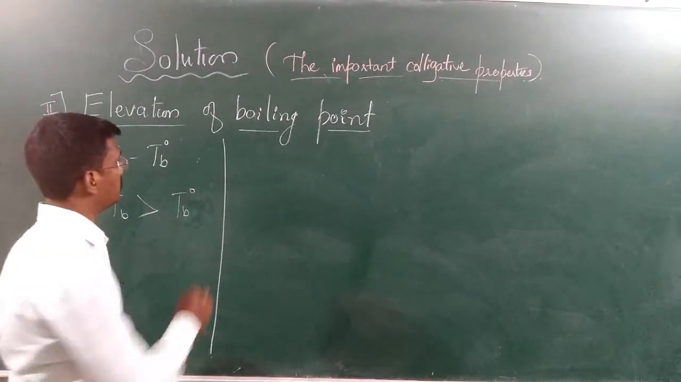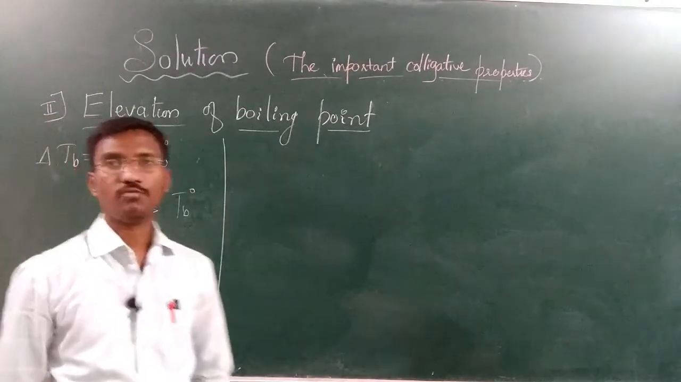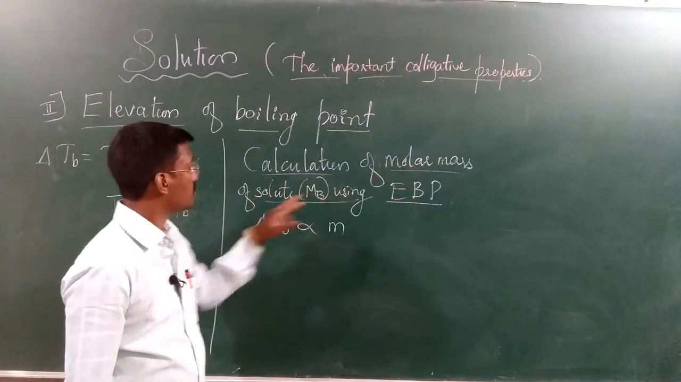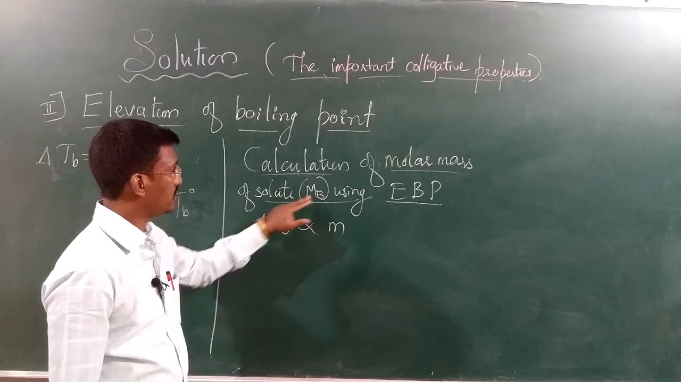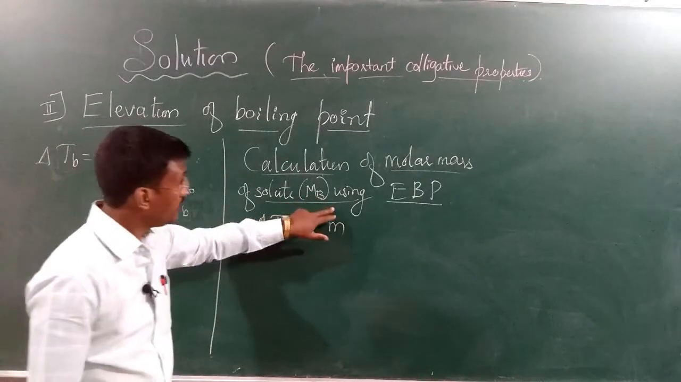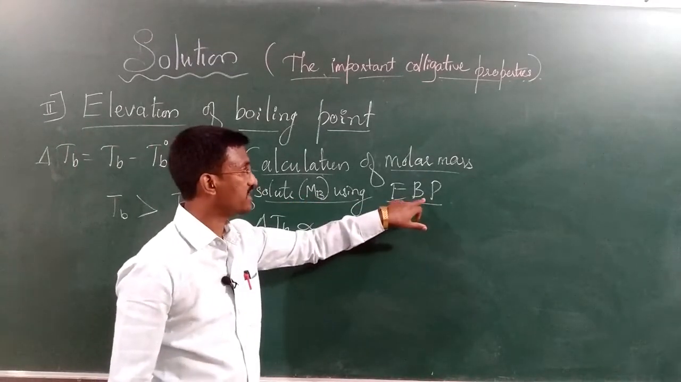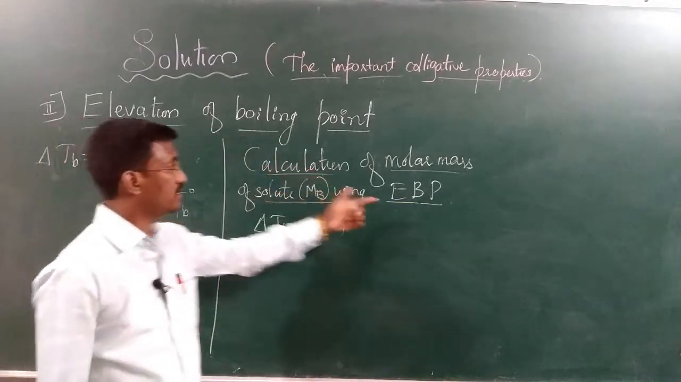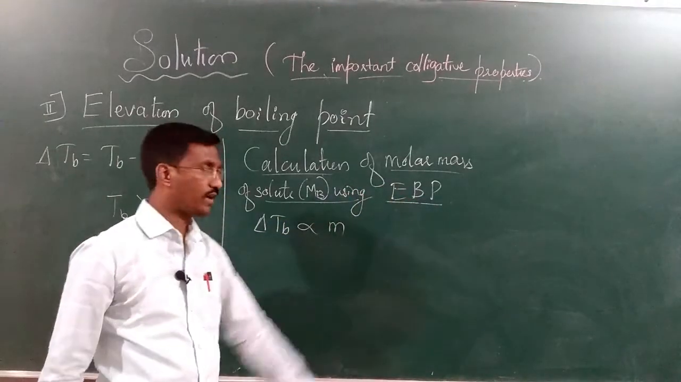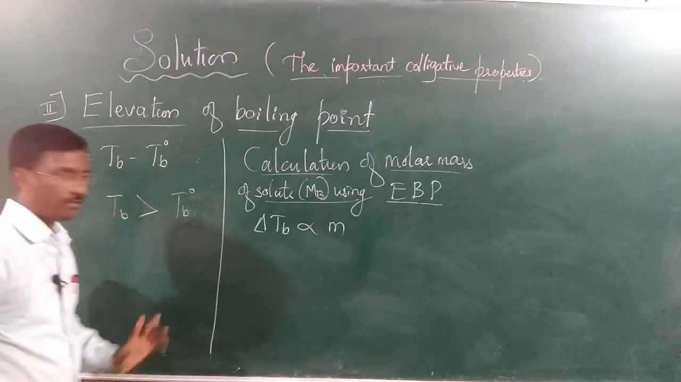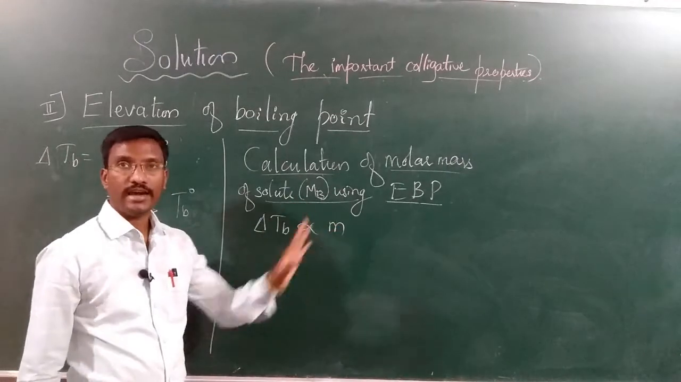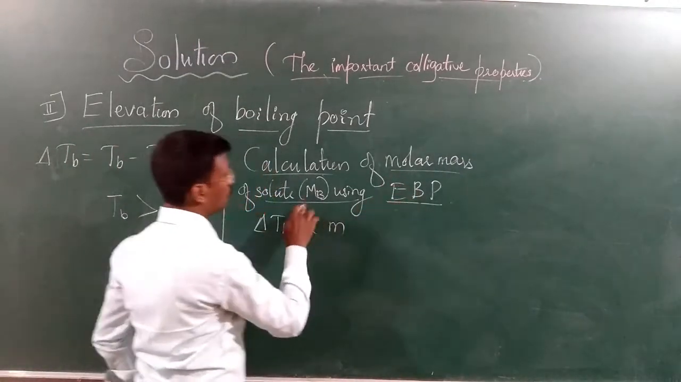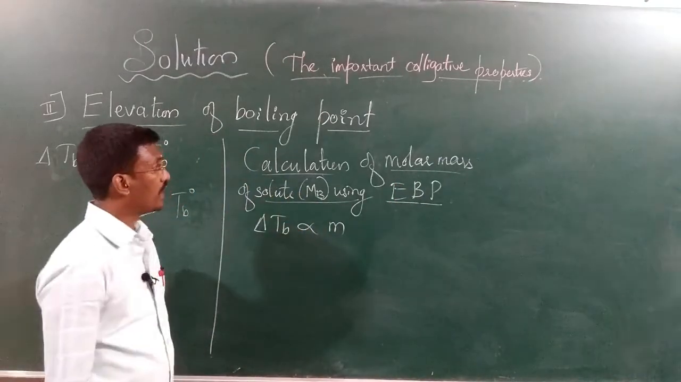So let's take the calculation of molar mass. Here, the calculation of molar mass of the solute, that is MB, the molar mass of the solute using elevation of boiling point. I said it in the last class only: EBP, elevation of boiling point. This is for our convenience, not in the textbook.